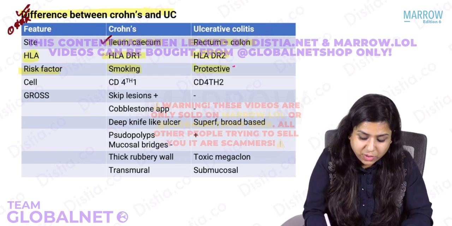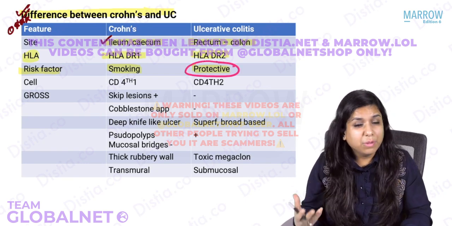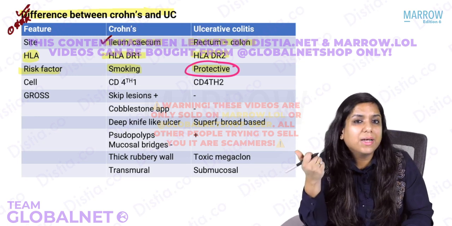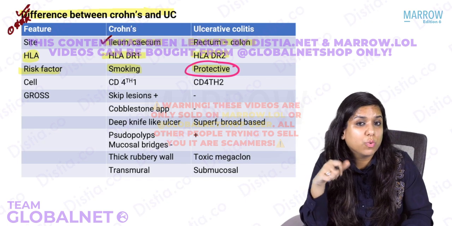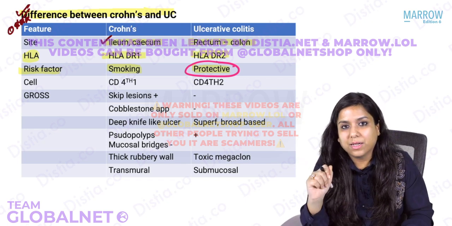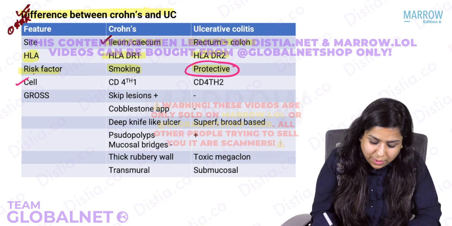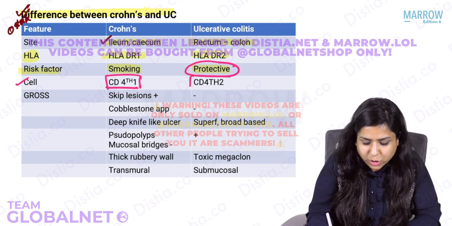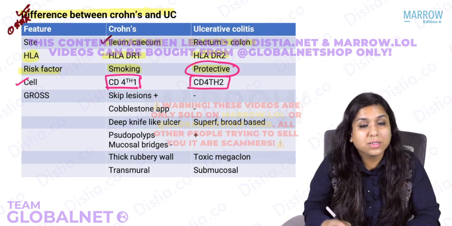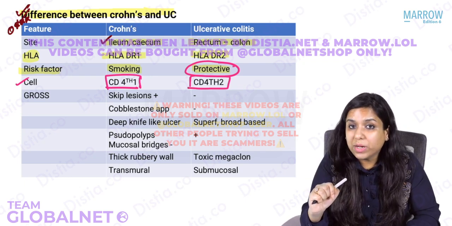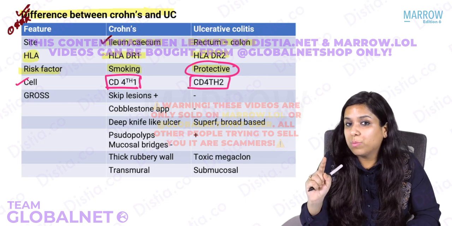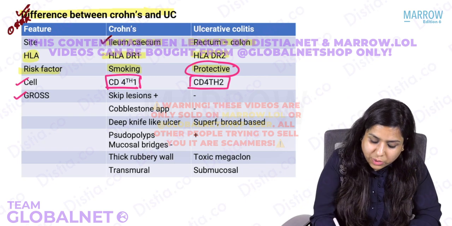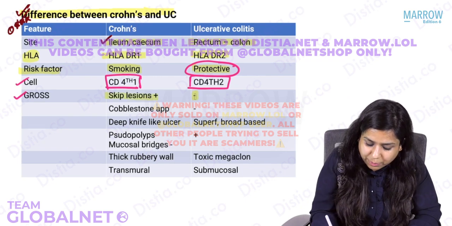Now, this is something which is very different. Smoking can be protective in something. It is protective for ulcerative colitis. Do you know any cancer of female genital tract for which smoking is protective? Endometrial cancer. Correct? Cell: CD4-TH1 cell is involved in Crohn's disease and CD4-TH2 cell is involved in ulcerative colitis. Because it involves a TH1 cell, that is why it leads to the formation of a non-caseating granuloma. Correct?